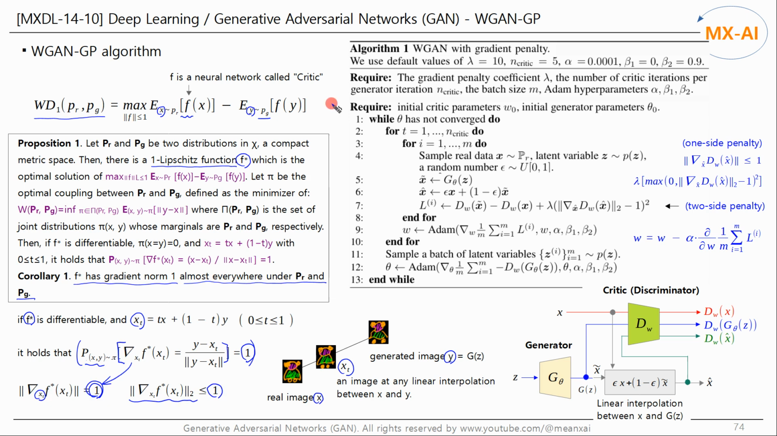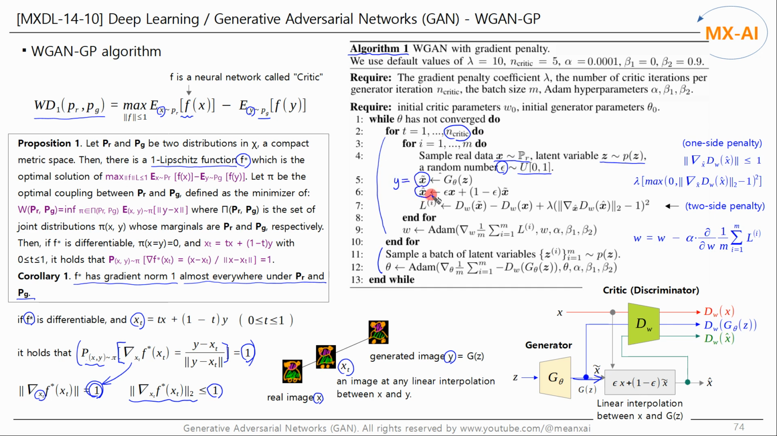Now that we know the properties of the optimal critic, we can understand the WGAN-GP algorithm. Update the critic network n critic times, and update the generator once. Sample real data x from PR, sample random noise z from PZ, and sample a random value epsilon between 0 and 1. X tilde is the output of the generator, which is the generated data. This corresponds to y in proposition 1 on the left.